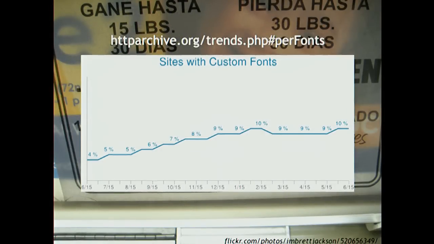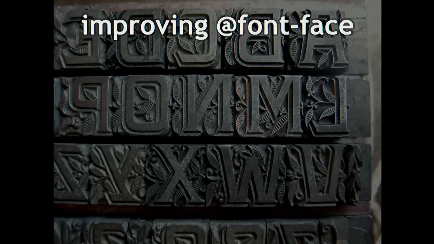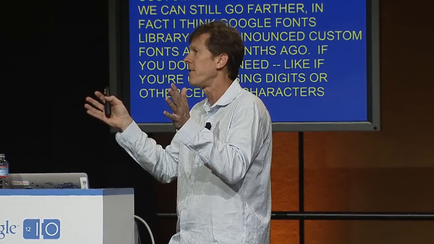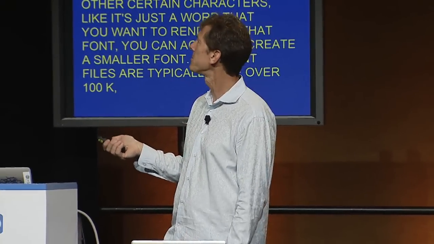They've more than doubled in the last year. This is a chart from the HTTP Archive. The good thing is the folks at Typekit and the Google Fonts library have done a lot of good work to mitigate the impact that custom font files have. But we can still go farther. In fact, I think the Google Fonts library just announced this a few months ago: if you're only using digits or certain characters, like just a word you want to render in that font, you can create a smaller font. Font files are typically over 100K, so you can create one that's just the characters that you need.